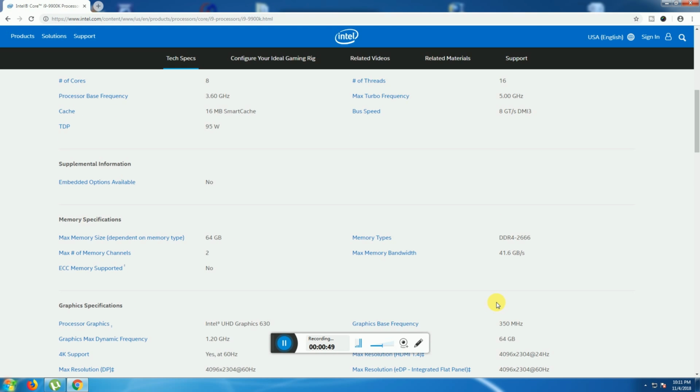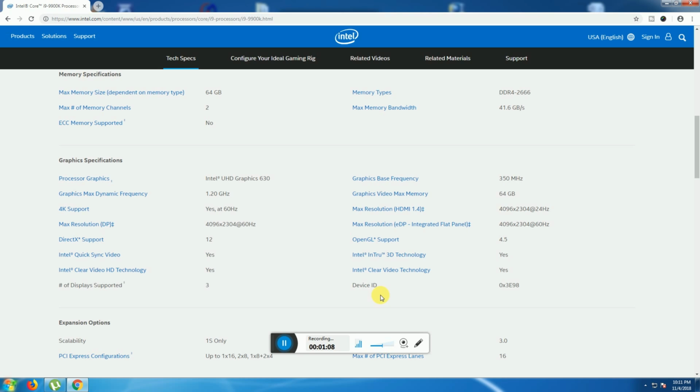The maximum supported memory is 64 GB, memory type DDR4, minimum 2666 MHz speed. Maximum memory bandwidth is 40.6 GB per second.